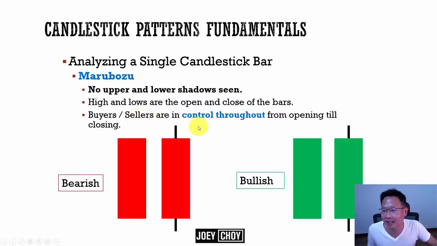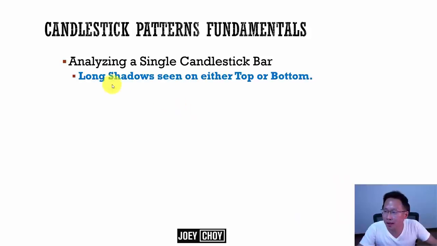So buyers and sellers are in control throughout, from opening to closing. So definitely when you see a bar with no upper shadow, no lower shadow, whether it's green or red, that is definitely a bit more bearish or bullish. Okay, let's move on. Next one, what about a single candlestick bar which has a long shadow seen on either the top or the bottom?